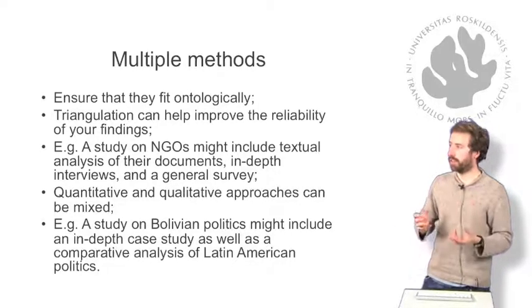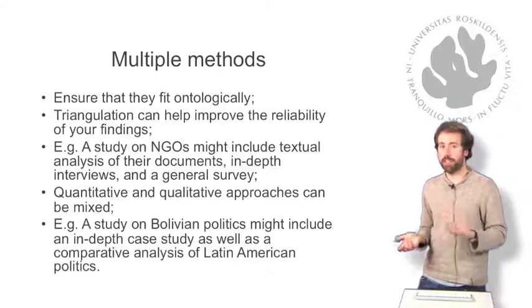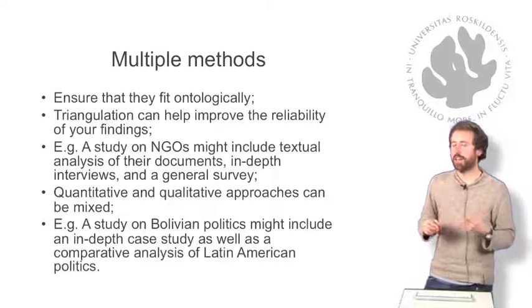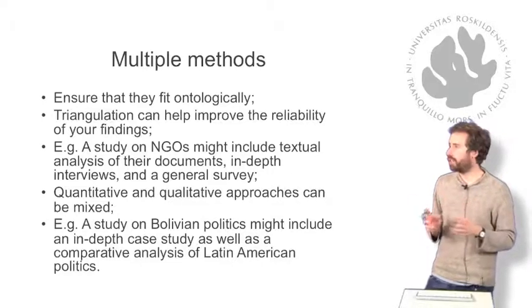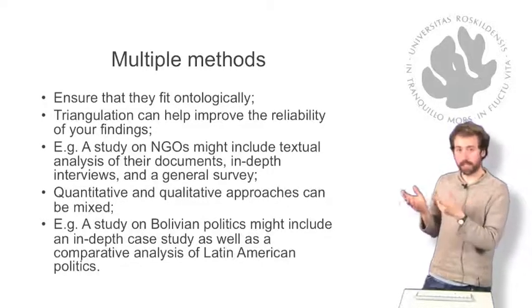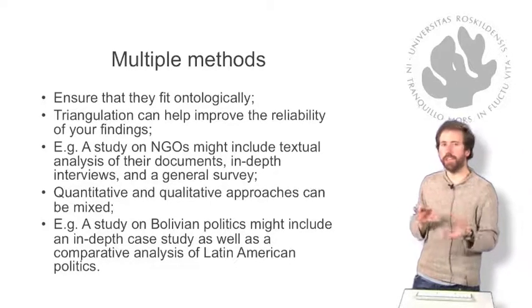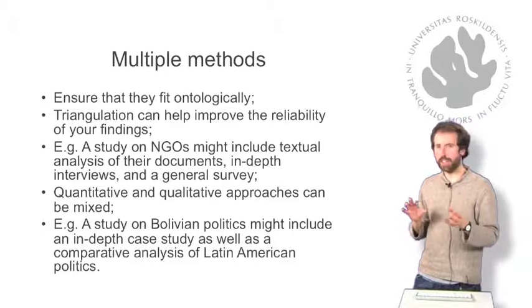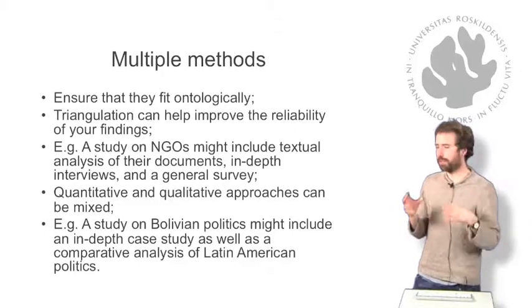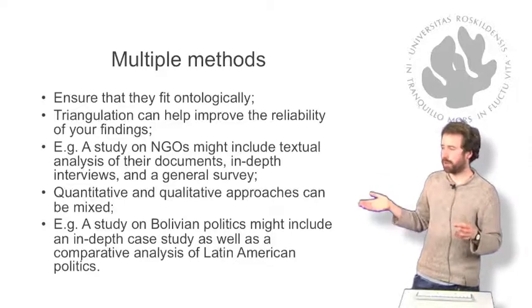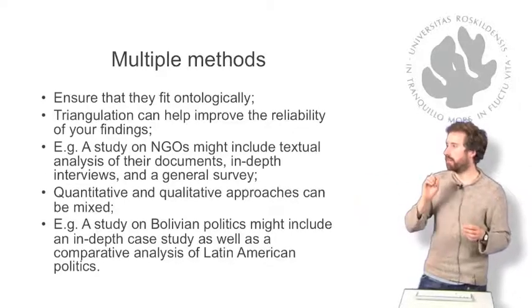Potentially, in order to improve the reliability of your findings, you can use the number 3, triangulation, to help you. So, for example, in a study on NGOs, you might include textual analysis of their documents, in-depth interviews, and a general survey. Three different things. Three is always more than two. One's certainly enough, two's not really enough, three is fine, four is probably just too much, but three is a good number.